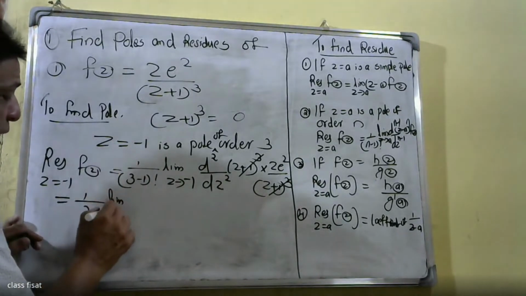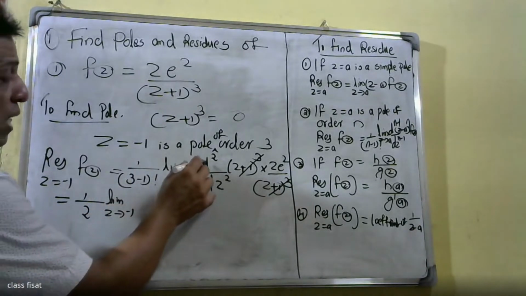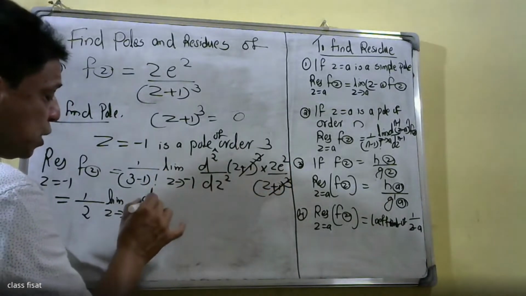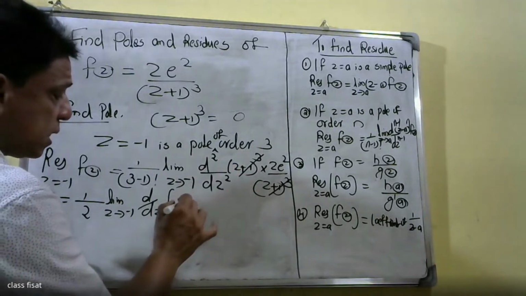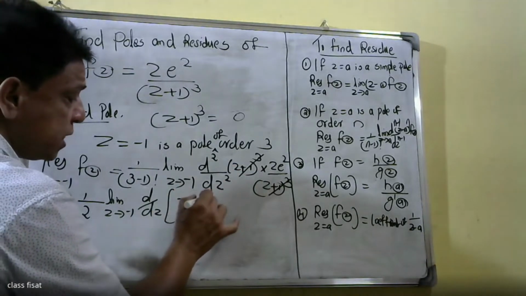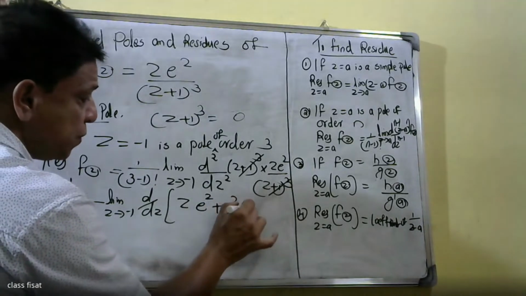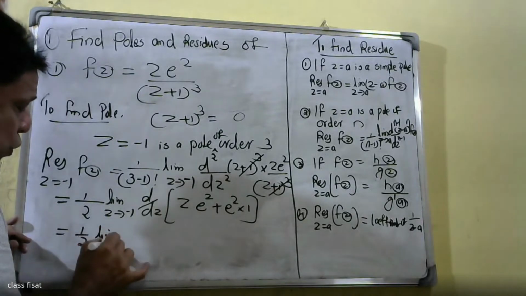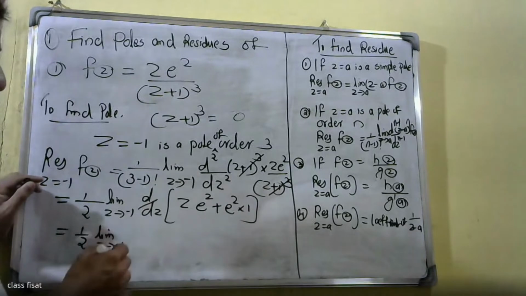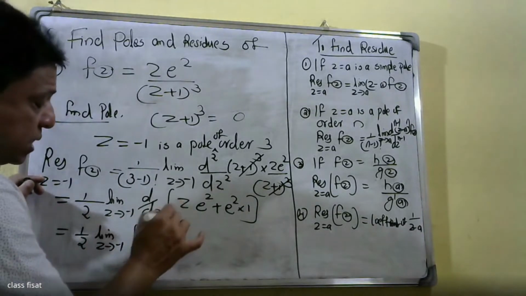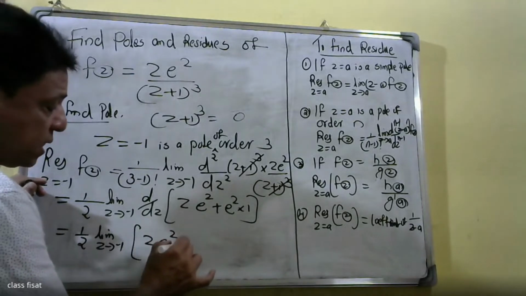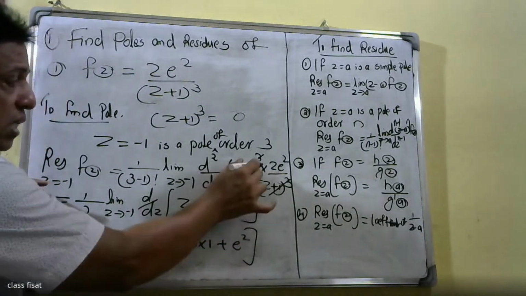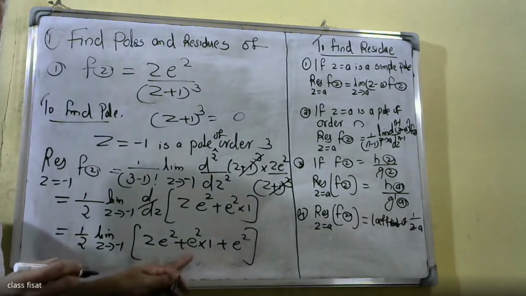limit z tends to minus 1 of d squared by dz squared of z into e raised to z. Here we are differentiating z into e raised to z using the product rule: first function into derivative of second plus second function into derivative of first. That is 1 by 2 into limit z tends to minus 1. Differentiating once, z into e raised to z plus e raised to z into 1, plus e raised to z.